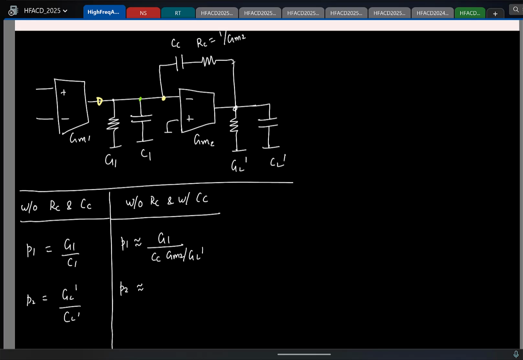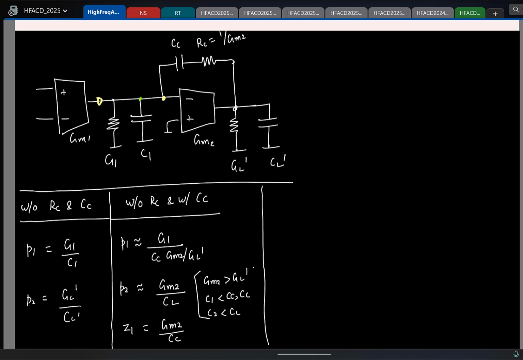You just did the quiz, right? What is the GM2 by CL? Again, this is assuming you have GM2 to be greater than GL prime, and my C1 is smaller than CC and CL, and C2 is smaller than CL. Under these assumptions, you can write the second pole like this, and you had the RHP 0, GM2 by CC. Now what we did, we wanted to make sure the RHP 0 moves to infinity. So this is now with RC and CC.